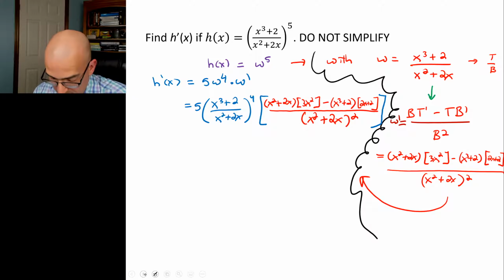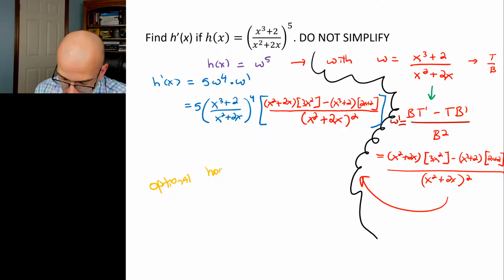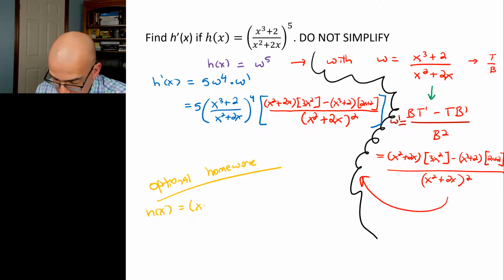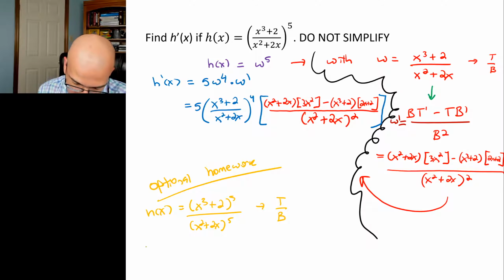Now I'm going to give you some optional homework. H of x equals, distribute the power over the top and bottom, because you're allowed to do that. You get x cubed plus 2 to the power of 5 divided by x squared plus 2x to the power of 5. That's a t over b. Find h prime of x with a primary quotient rule.